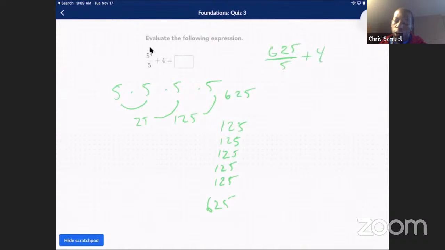So now we have the PEMDAS, right? And we don't have parentheses, we did exponents. Now we could do multiplication, but we don't have any multiplication, so we do division now. So now we just say 5 goes into 625, 1, 2, 3, 4, 5 times, right? Which would just leave us with 5. And then we have here 4. 5 plus 4, right? It's 9.